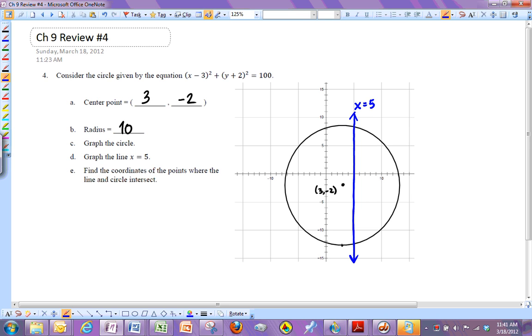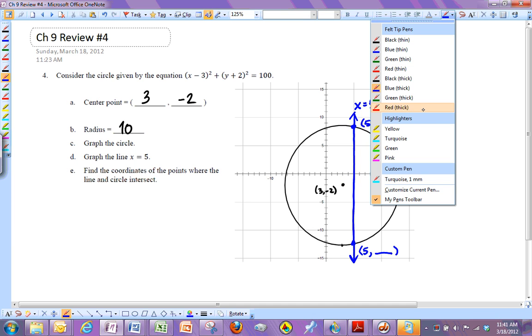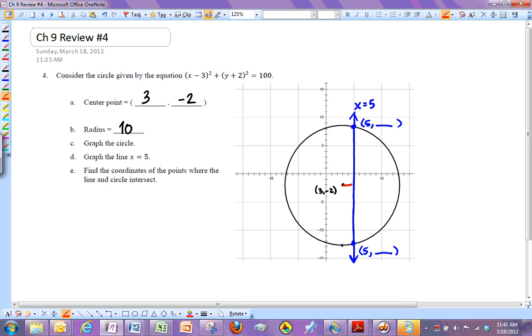So the next question, part E, says find where the circle and the line intersect. Find those coordinates. Well, I already know x has to be 5. So it's 5 comma something up here and 5 comma something down there. So what I need to figure out is what the y values are. And one of the ways I can do that is by making slope triangles, which we do all the time. So I'll come straight across here. When I go straight across, the x has changed from 3 to 5. So this is 2 units.